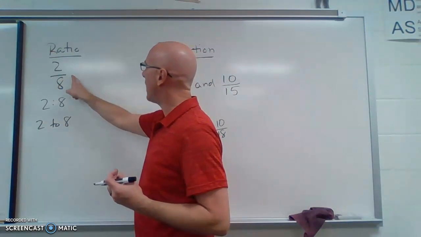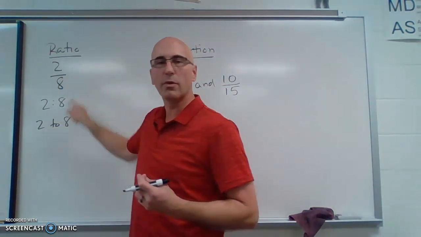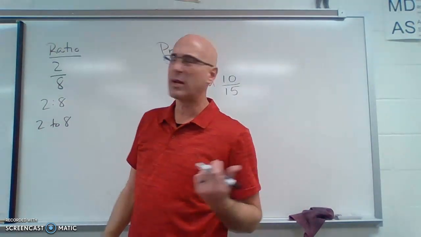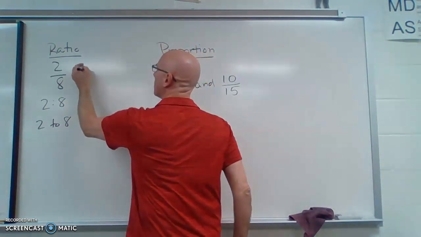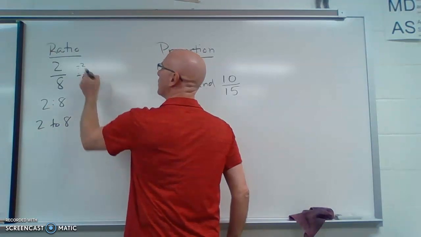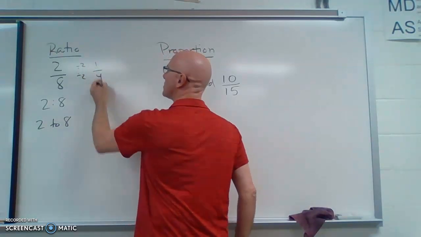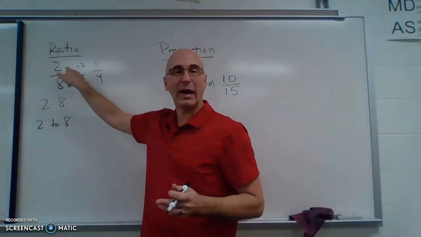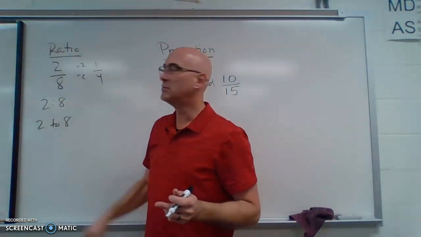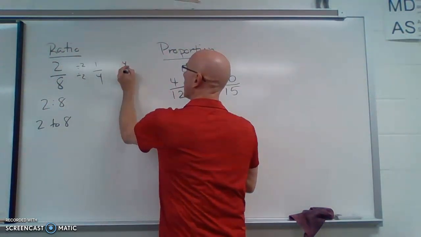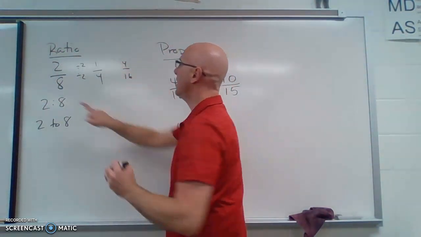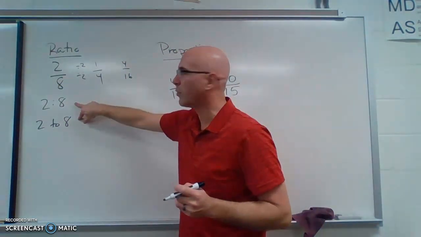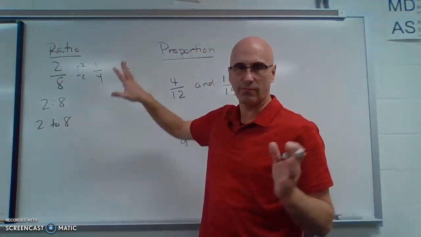So if we divided, say, both of these numbers by 2 to get a simplest ratio, we would get 1 to 4. If we multiplied both of these by 2, 2 times 2 is 4, 8 times 2 is 16. These are all equivalent ratios. And of course, we could write them this way also.